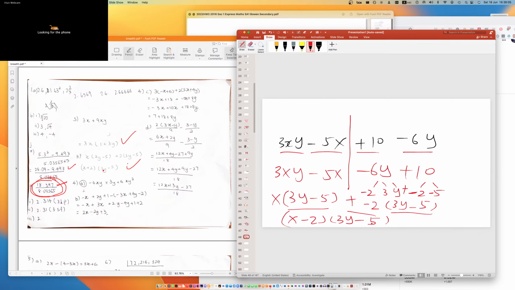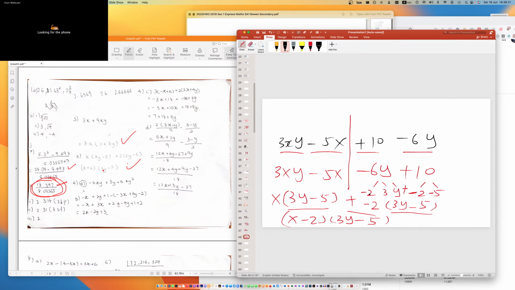Okay, so what I'm trying to show you here is a lot of students, they take out the 2 and then they don't end up with the same thing. So if you realize, hey, I take out the 2, they are not the same, but they are almost the same already, just not entirely the same, then instead of taking out the 2, you might want to consider taking out minus 2.